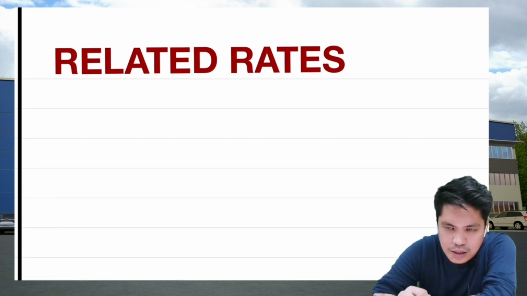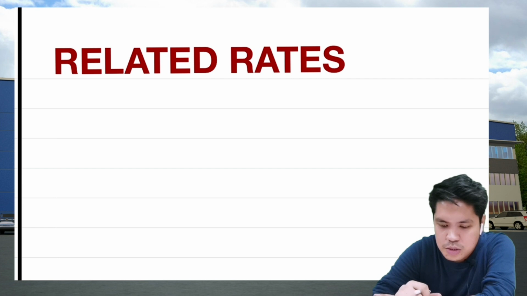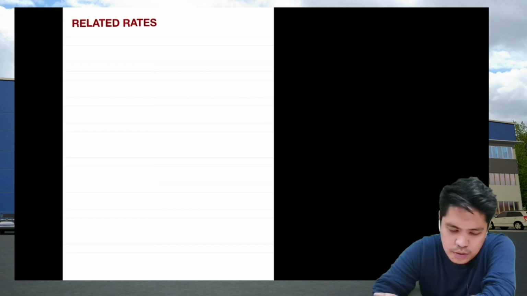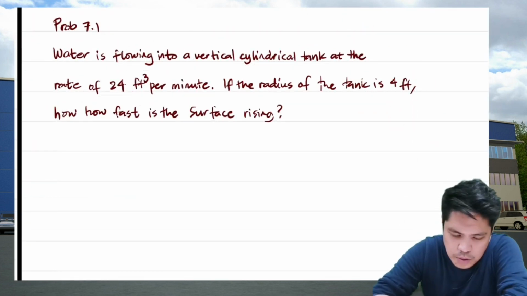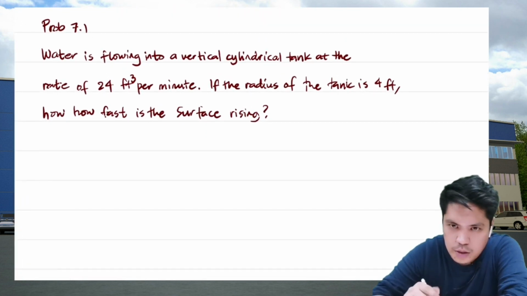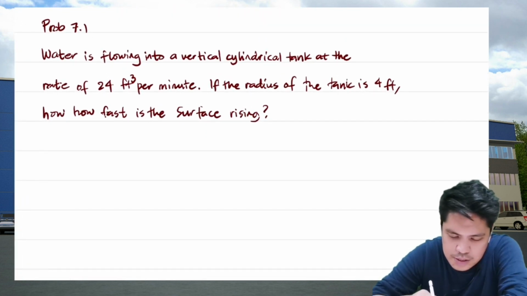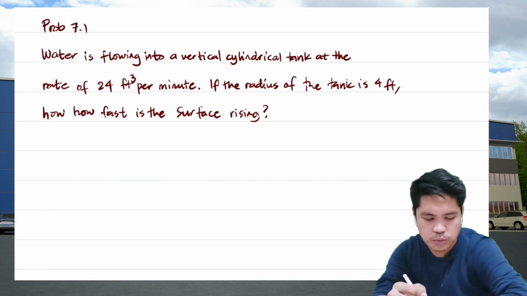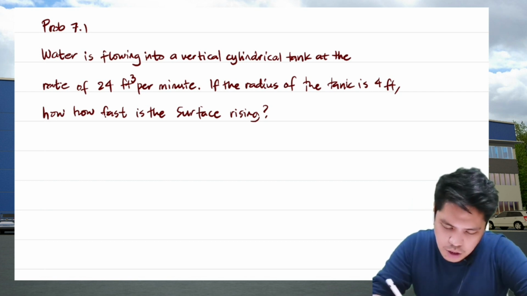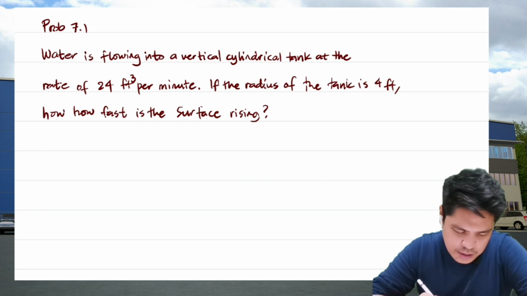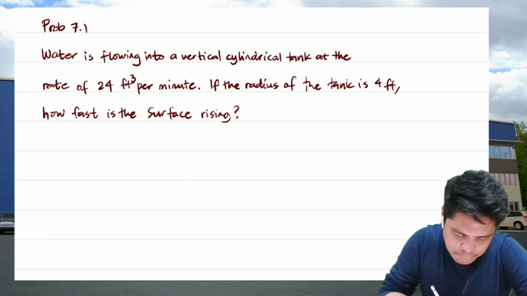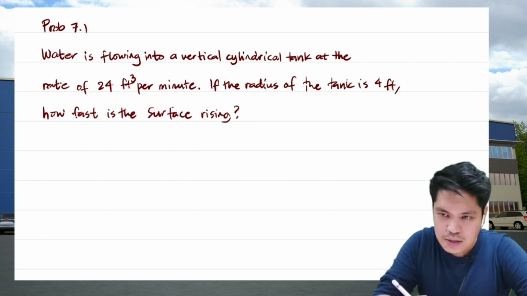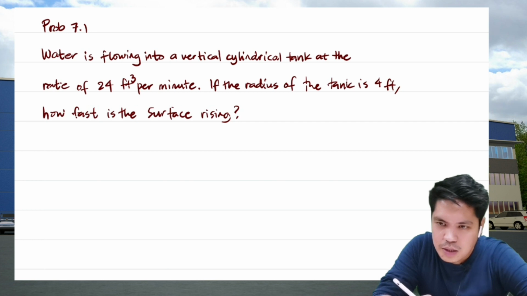I think the procedure in solving related rates problems could be well explained if I just give an example. Okay, let's try this problem. Let's call this problem 7.1. Water is flowing into a vertical cylindrical tank at the rate of 24 cubic feet per minute. If the radius of the tank is 4 feet, how fast is the surface rising? I think the problem is easy to understand.